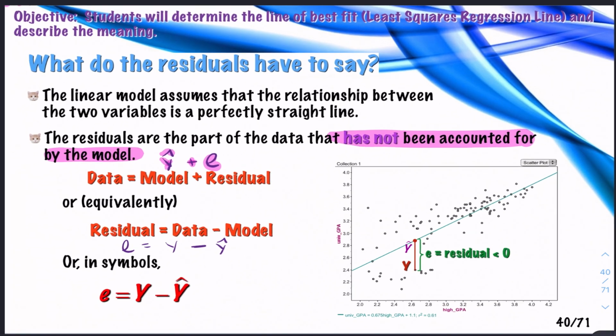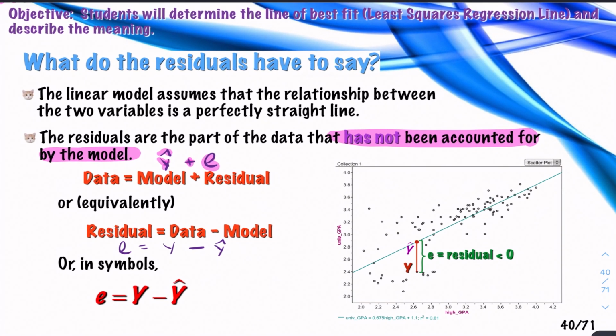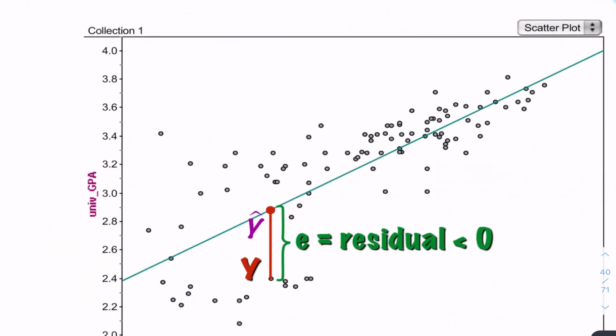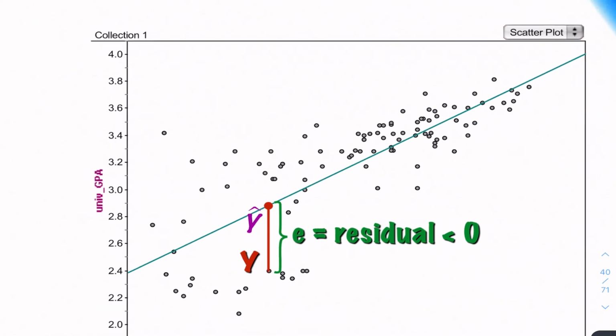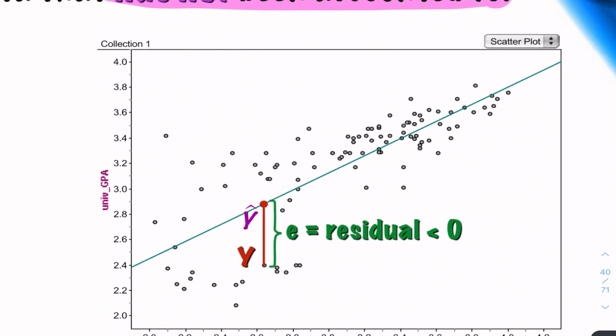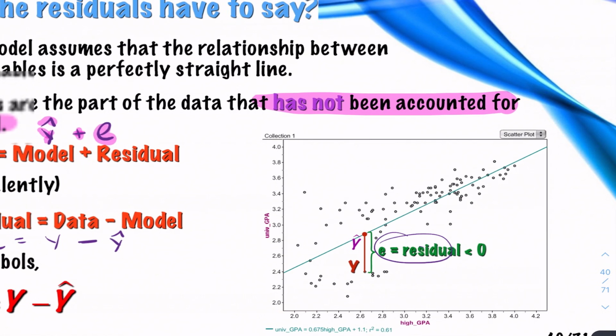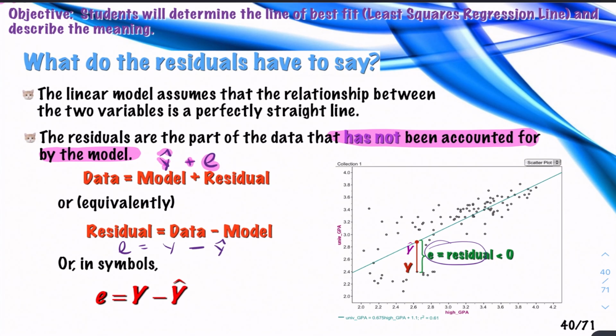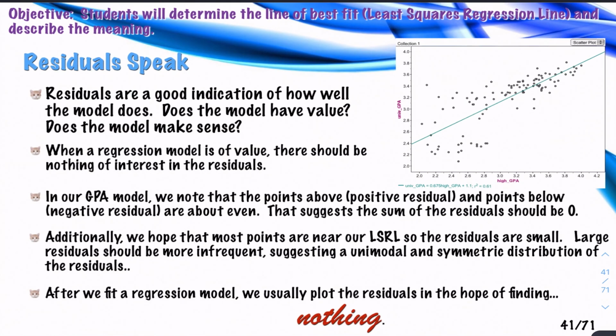So what are our residuals actually accounting for? Well, if everything is included, then either the association between high school GPA and university GPA is in our model, or there's something else going on. And that something else is the residual, is the error that we haven't accounted for in our own model. So when the residuals actually speak.